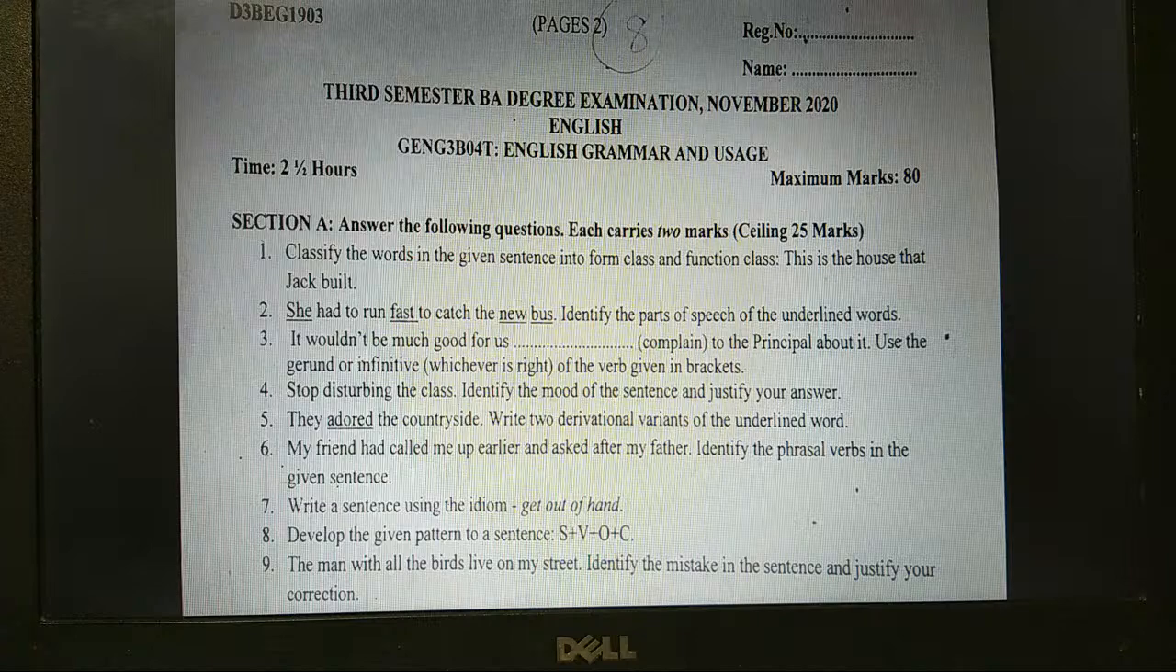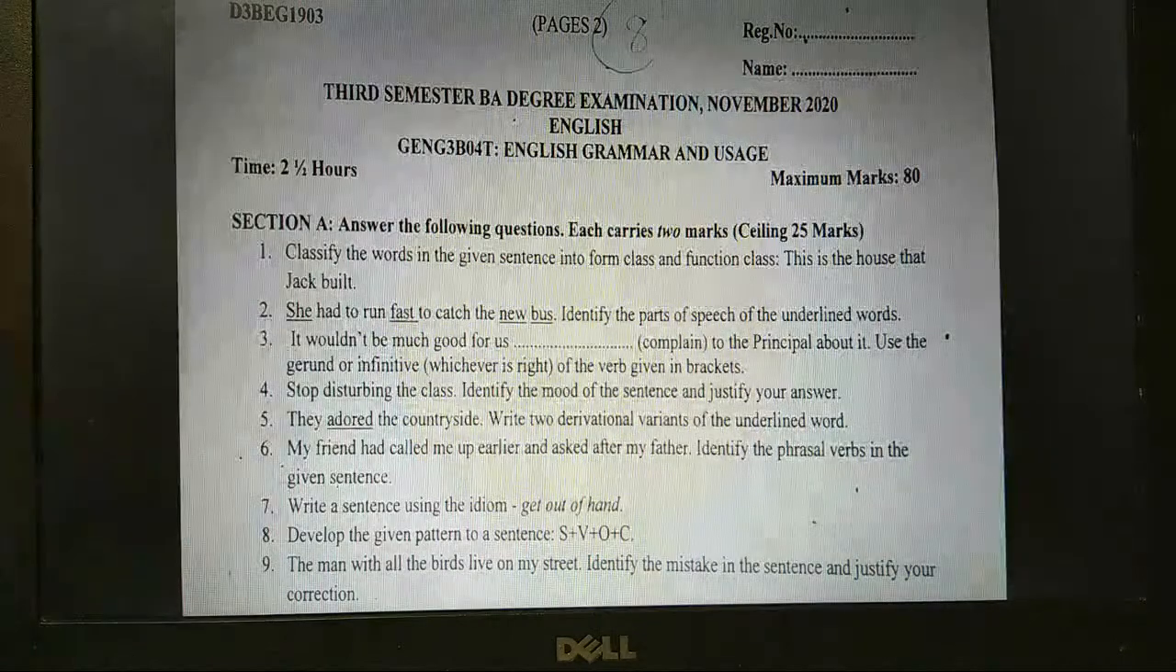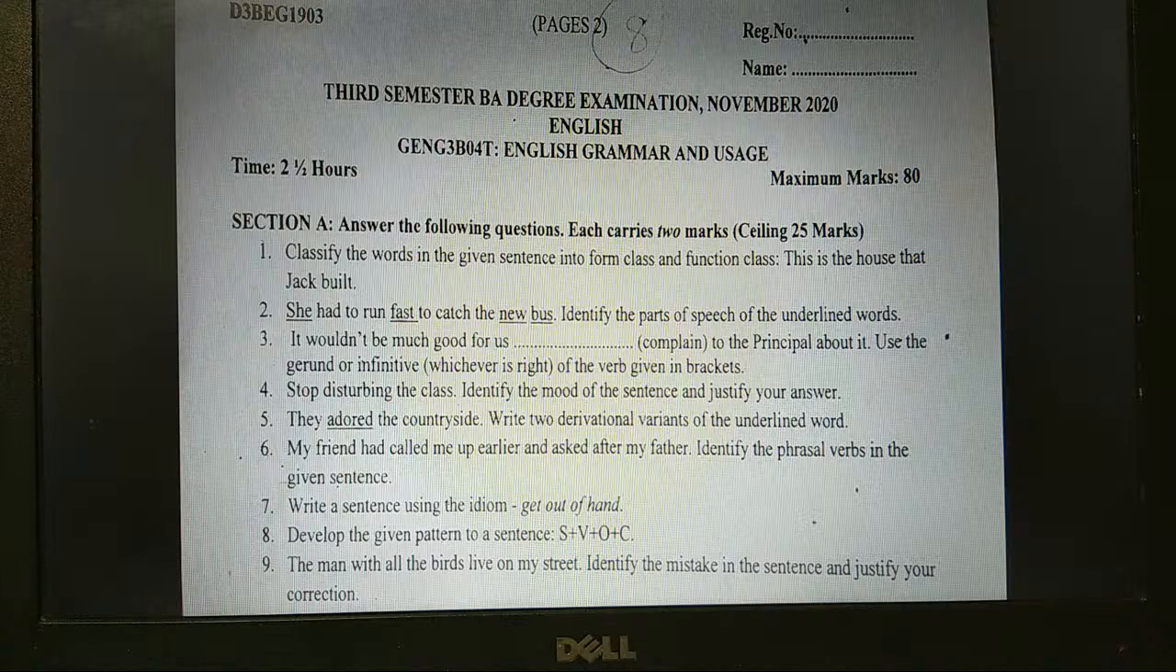Now we move on to the next question, that is question number 4. Stop disturbing the class. Identify the mood of the sentence and justify your answer. So stop disturbing the class is an order. It is just like get out, close the door. It is an order.